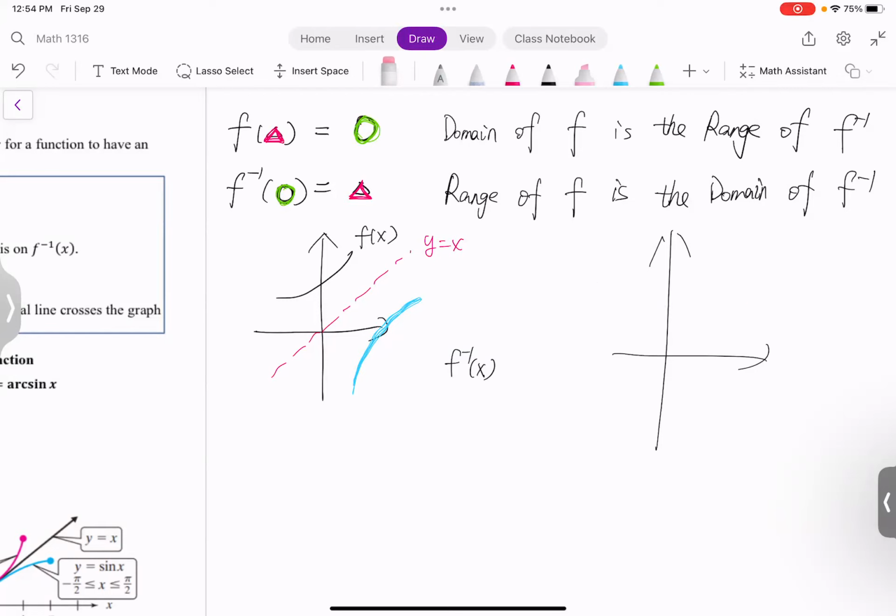And if I have a function that looks like this, all the way going up, going this way, and I draw a horizontal line, I only have one intercept. So this function has an inverse function.